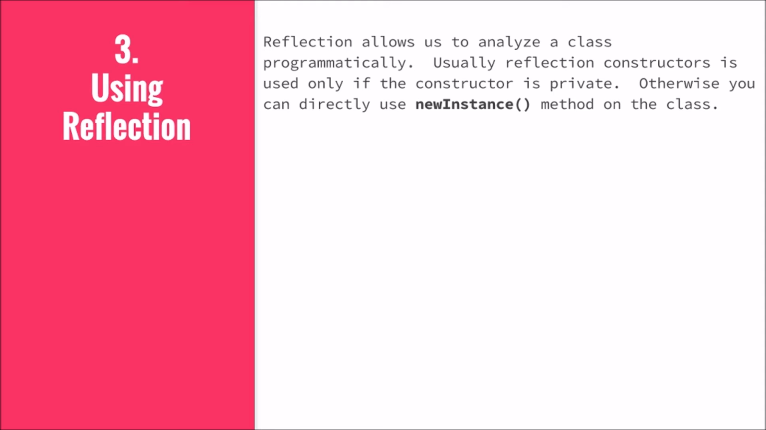Usually you will not use reflection to create an instance of the class unless the constructor is private. If the constructor is private, you cannot say Person p1 equals new Person, because it will not be accessible to other objects, right? So there is a way in which you can use private constructors to create instances in reflection. So let's see what that is.